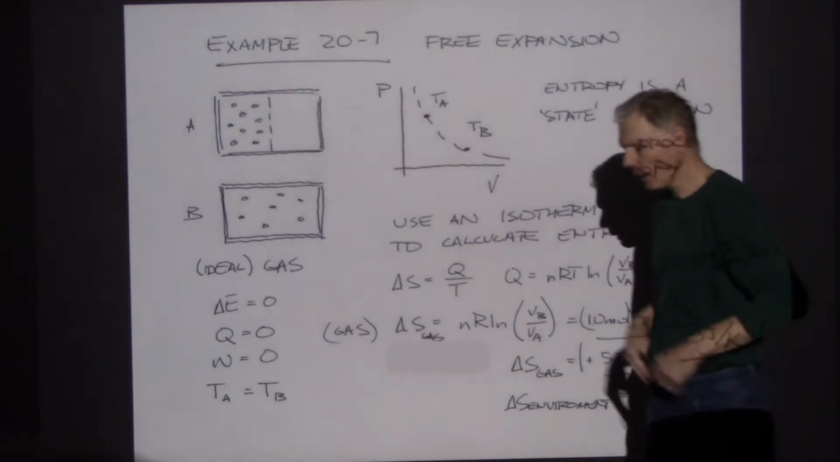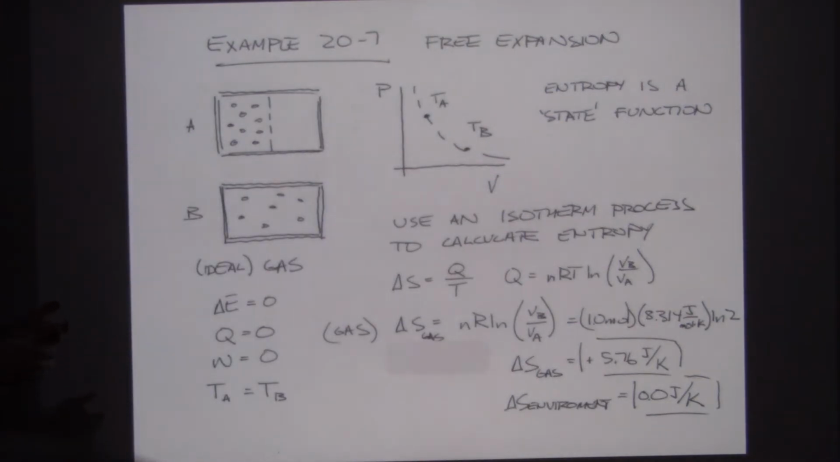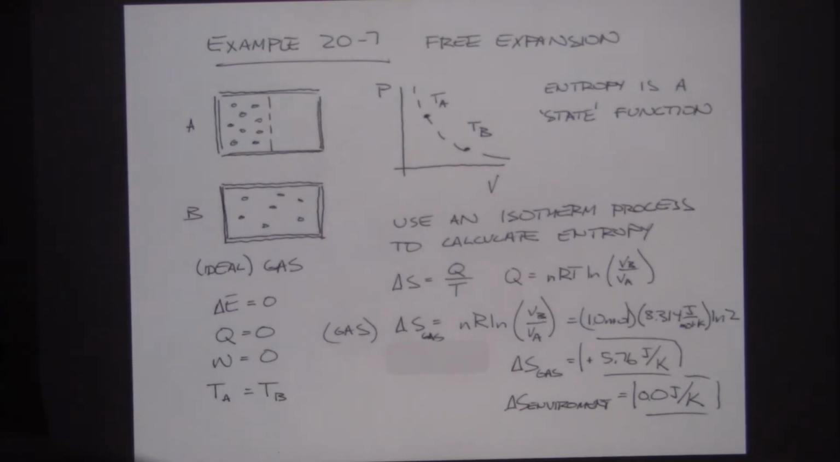Now, they also ask about the environment. So the entropy did go up. I guess that's the first thing we should point out here. The entropy really did go up. It didn't go up because there was a heat transfer. It went up because the molecules were allowed to occupy a broader region of space.